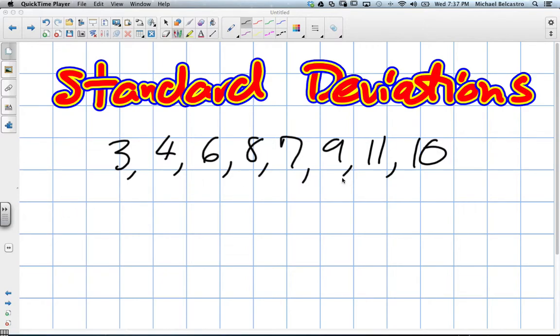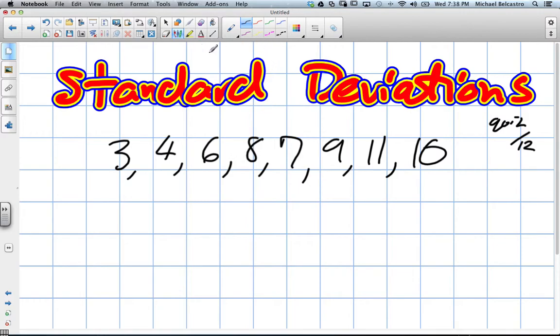We have some numbers here. Let's say they are scores on a quiz. Your class gave a quiz, maybe it was out of 12 or something like that. These were the scores; it's only an 8-person class. This is what you got. So we want to find the average score in the class.